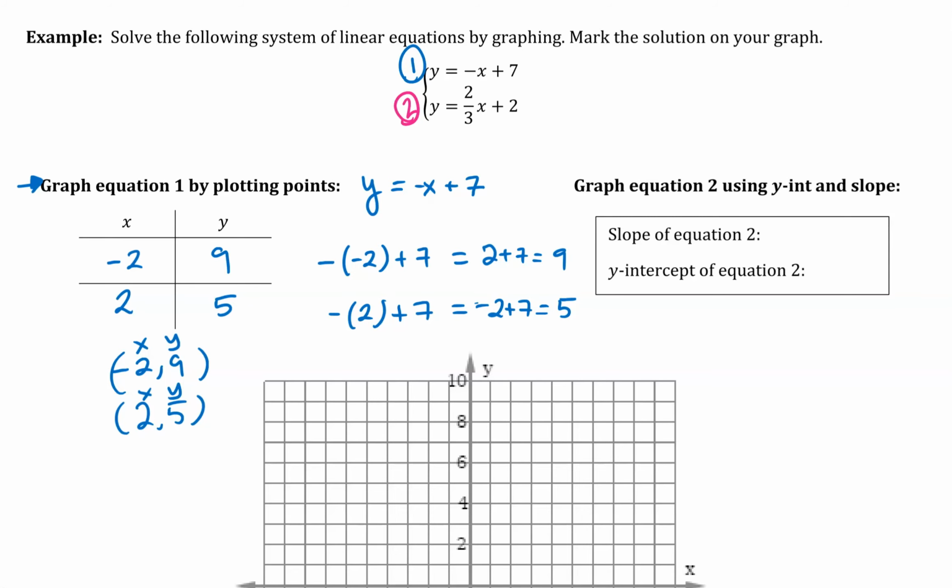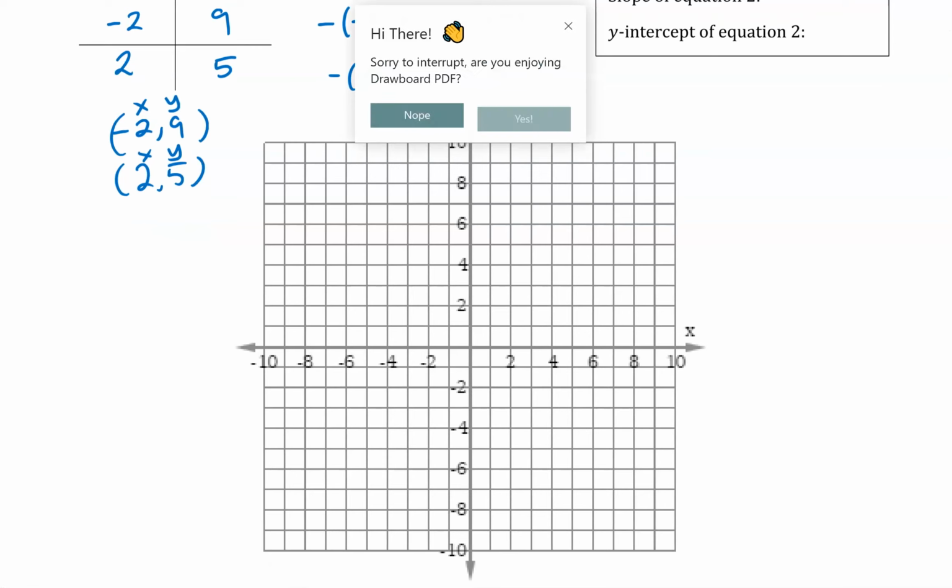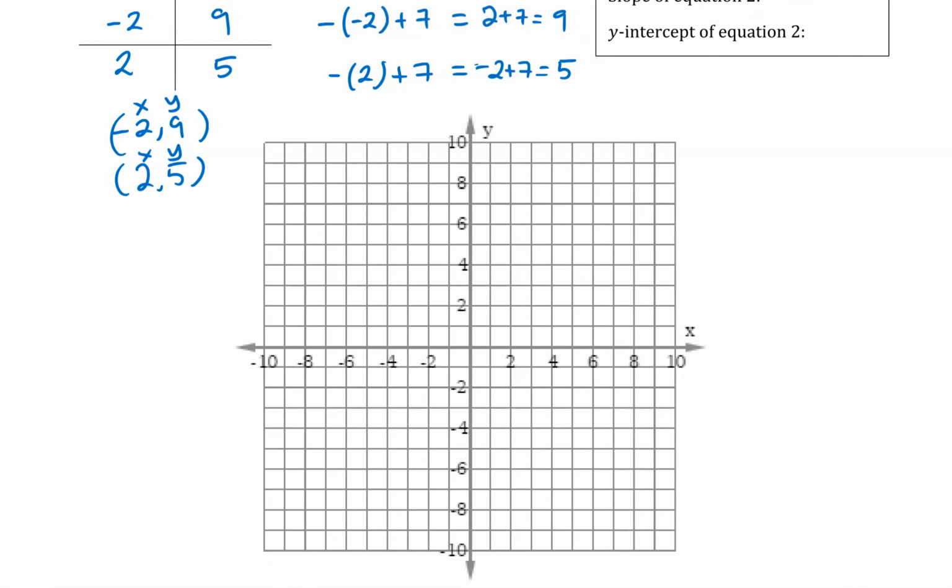And then we can take those two coordinate points and we can plot them on our graph. -2 on the x-axis and +9 on the y-axis, plot the point. And then +2 on the x-axis, +5 on the y-axis, plot the point. And then we need to draw in the rest of our line. So we can just draw this by connecting the dots.